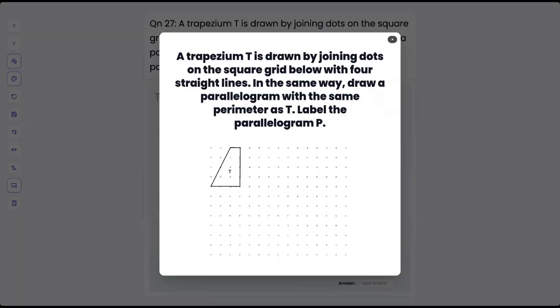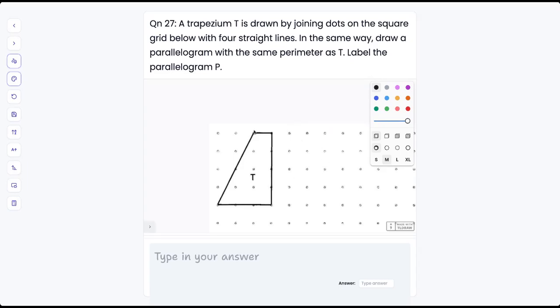Okay, question 27. A trapezium T is drawn by joining dots on the square grid below with 4 straight lines. In the same way, draw a parallelogram with the same perimeter as T, and label the parallelogram P. So we have this trapezium T over here. How do we draw a parallelogram?